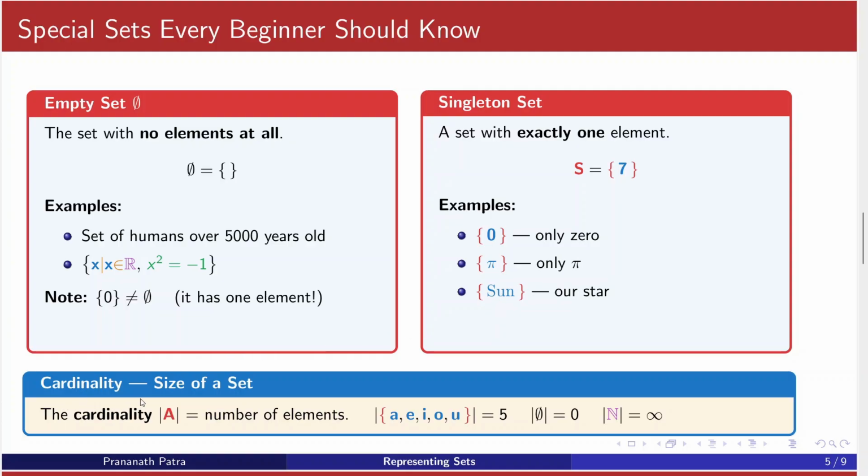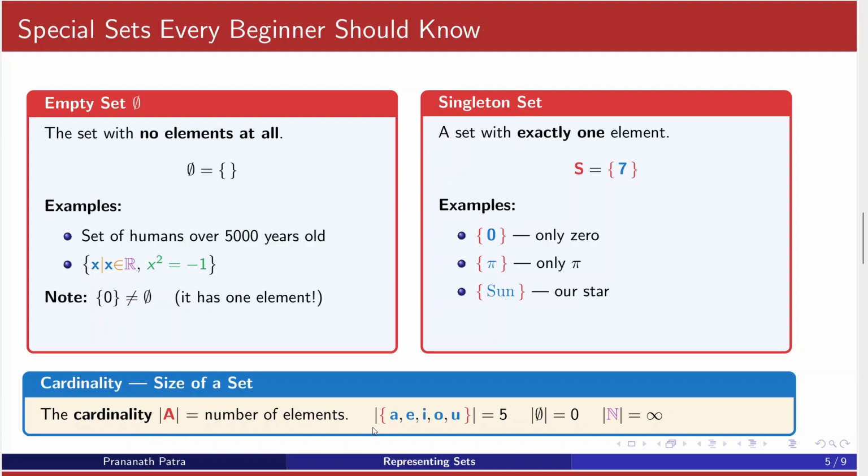Finally, let's talk about the size of a set. In mathematics, we use a specific word for this, cardinality. Cardinality simply means the number of elements inside a set. To write this, we put straight vertical bars on either side of the set's name. So, |A| is read as the cardinality of set A.